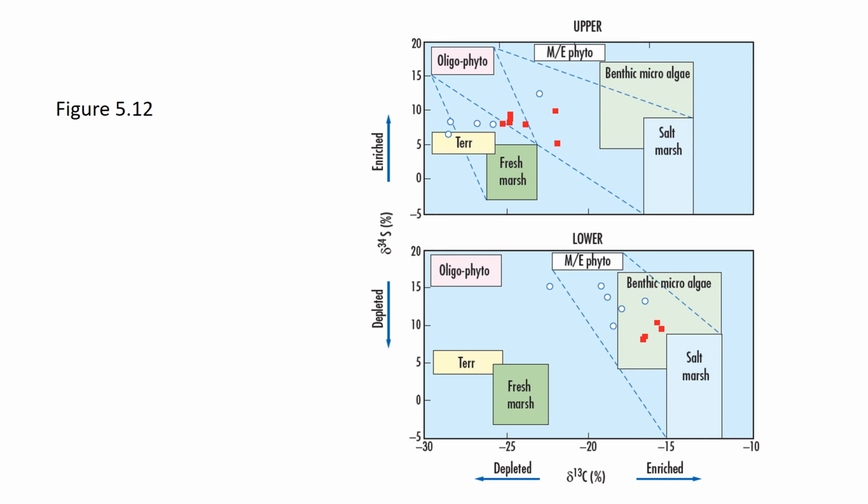So stable isotopes are a very useful forensic technique whereby we can look at the composition of animal tissues and determine upon what they have been feeding and what the origin of that material might be.